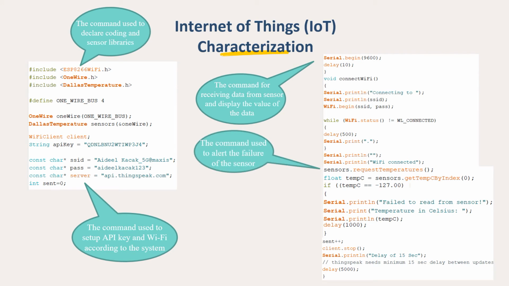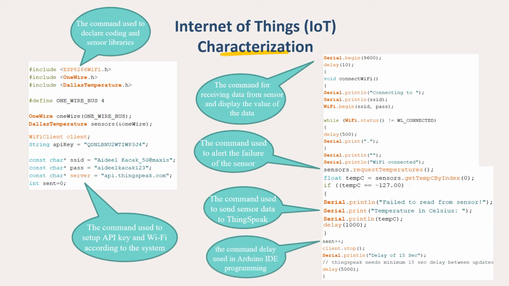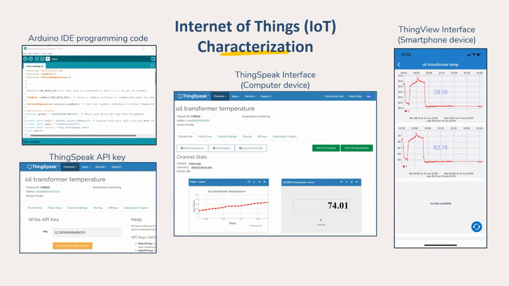The next is the command used to alert the failure of the sensor. Then this part shows the command used to send the sensor data to ThingSpeak. And the last part is the delay command used in Arduino IDE programming. This is the figure of the IoT part that has been done in my project. Arduino IDE was used for connecting the network and sending sensor data to the user via the ThingSpeak server.